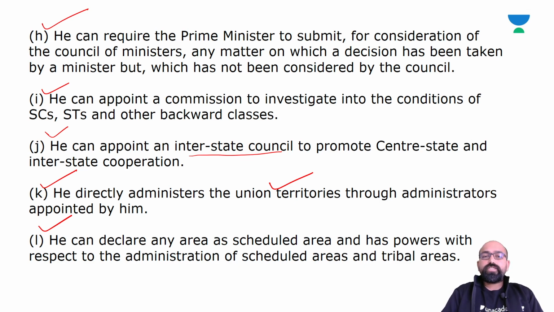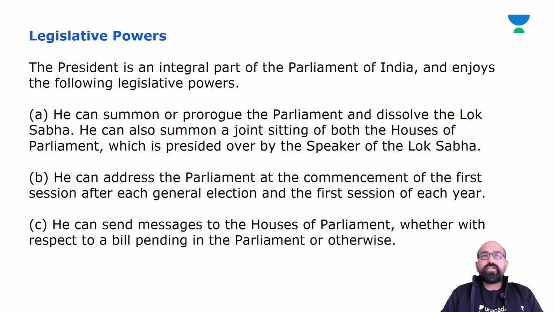Yes, the President can appoint a commission to investigate into the conditions of SCs, STs and other backward classes. He can appoint an interstate council to promote central-state and interstate cooperation. He directly administers the union territories through administrators appointed by him, and he can declare any area as a scheduled area and has powers with respect to the administration of scheduled areas and tribal areas. Yes, as per the situation, he can declare such areas as scheduled areas or tribal areas, and he will ensure the safeguards of SCs and STs in that area mentioned in the constitution.